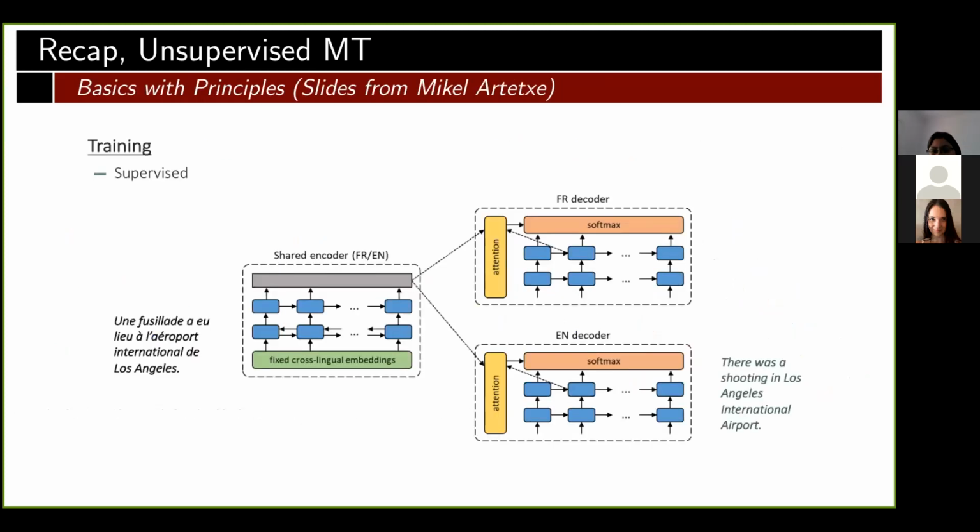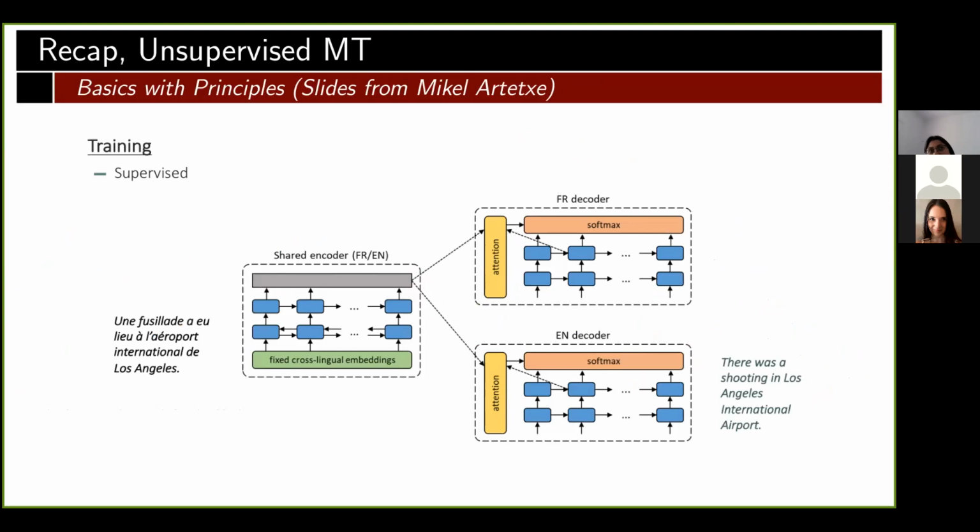This can be done in very different ways. So it's clear that you need representation for the languages involved. In this example here, you would need representations for French and for English. So you would have encoders and decoders in French and in English. And then this will be used to do the denoising and to do the back translation.